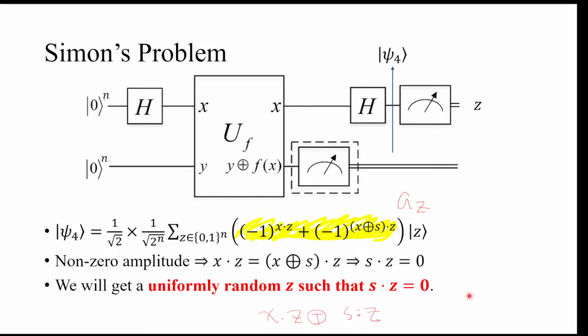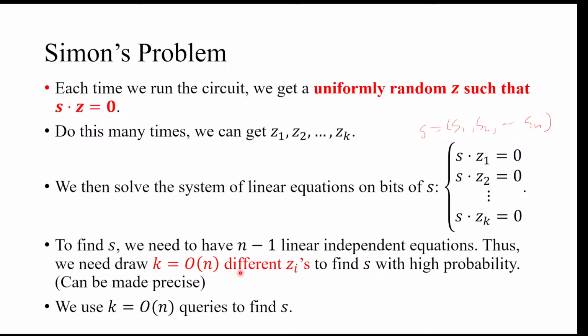Okay, so this is how we get the information on s. Remember, our goal is to calculate s. What we get from this small quantum circuit is a z such that s dot z equals 0. For this part of the analysis, we just wave our hands a bit.